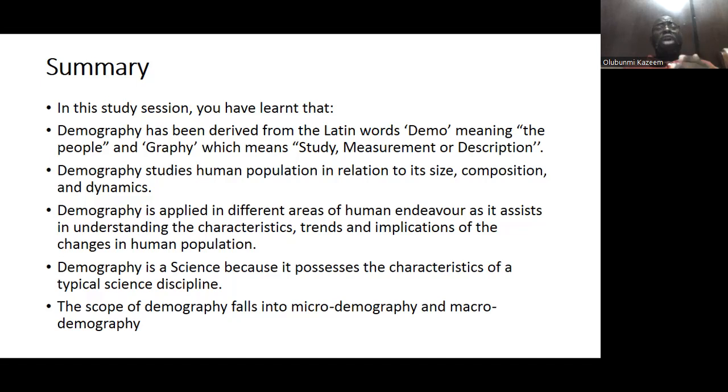So you're able to know that if population changes, what would happen to it? If it increases, what would happen to it? If it decreases, what would happen to it? You also learned that demography is a science because it possesses the characteristics of a typical scientific discipline. Then the scope of demography is broadly divided into micro demography and macro demography.